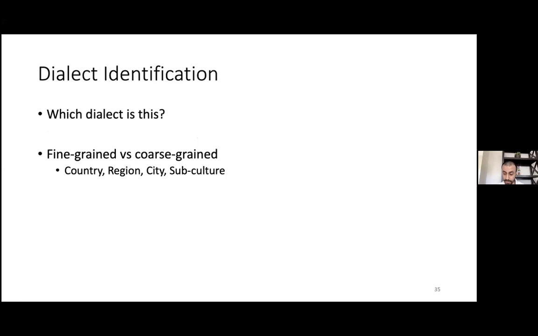One task which is very important in Arabic NLP is dialect identification. So given a piece of text, you want to say, okay, which dialect is this? Is it Najdi? Is it Hijazi? Is it Egyptian? And the task, or dialects, can be fine-grained or coarse-grained. Like, do you want it at region level, like this is Gulf dialect or Levant dialect? Or maybe you can divide it by country or city or even subculture within a city.